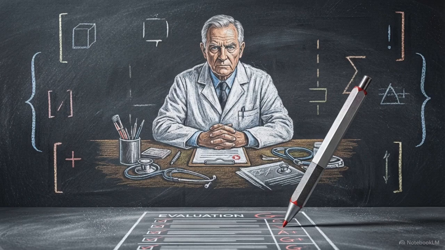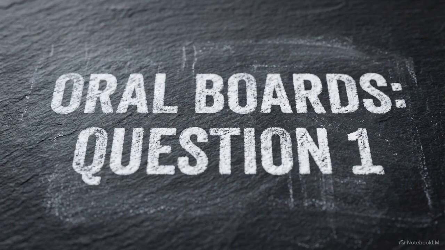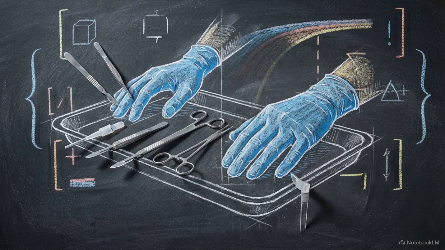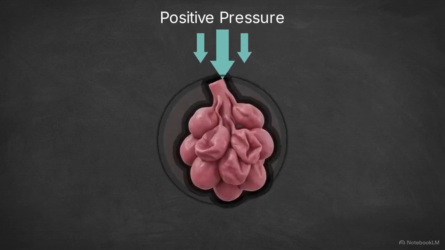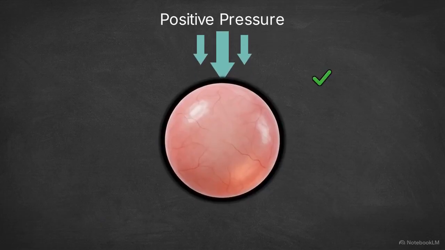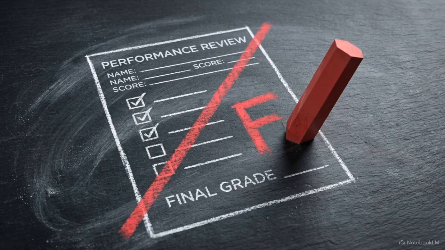You are sitting across from the examiner in your final oral boards. The question sounds simple. Explain the changes in dynamic compliance with the application of CPAP in normal lungs. The immediate clinical instinct is to say that continuous positive airway pressure improves compliance. You apply positive pressure, alveoli open up, and the lungs become easier to ventilate. But answering that way guarantees a failing grade.